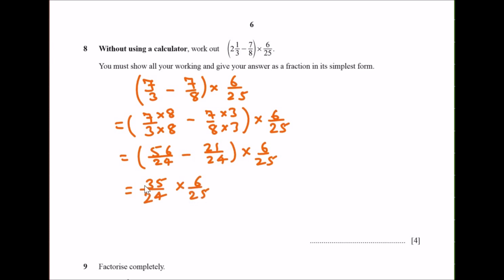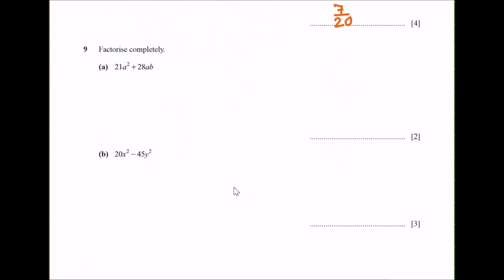Now how to simplify this? 5 fives are 25, 5 sevens are 35, 6 ones are 6, 6 fours are 24. So 7 ones are 7, and divide by 5 fours is 20. 7 by 20. This is your answer. To get full marks, you need to show all this work. So that is your answer, 7 by 20. Let's go to the next part.